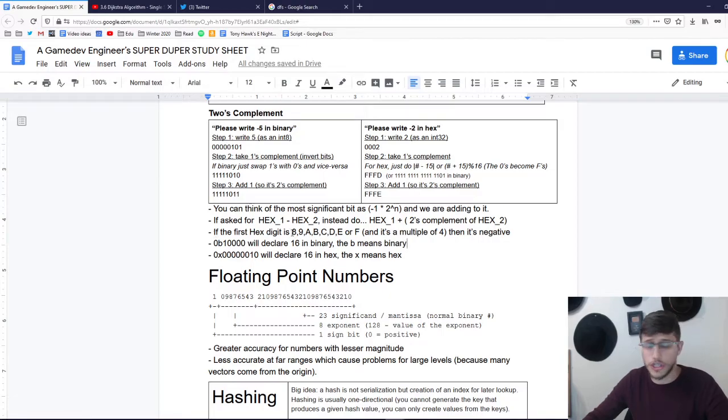Okay, another curiosity is if the hex number starts with 8, 9, A, B, C, D, E, or F, and it's a multiple of 4, then it's always going to be negative. I'm not exactly sure why that is. If you know, let me know in the comments.